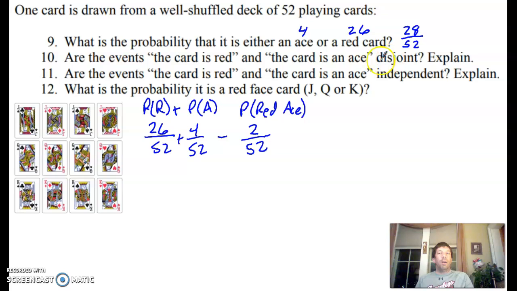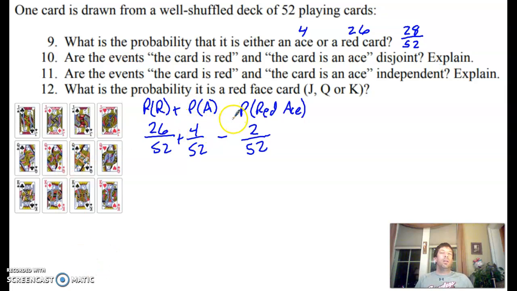Okay. We're not going to worry right now about what disjoint means. We are going to think about independent, though. So are the events the card is red and the card is an ace independent? What that means is if you think about coin flips, okay, you flip a coin once, then you flip a coin a second time. The second time, it doesn't matter what you flip the first time. It's not going to influence the probability of what comes up the second time. So independent is the same thing here.